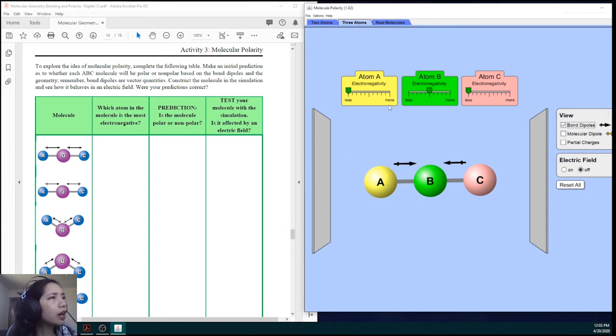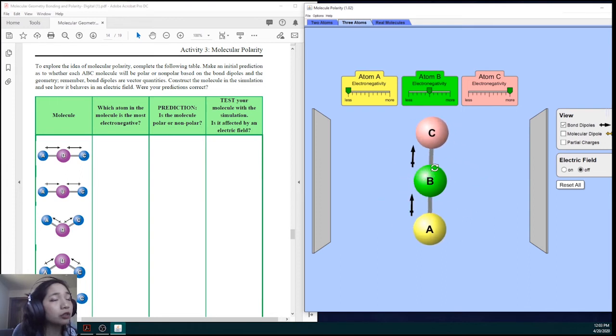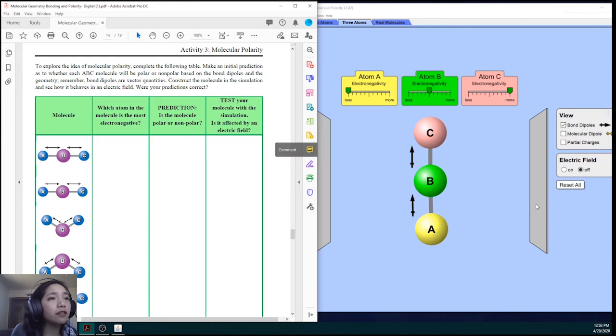All right, so I don't have this drawn right now. So we want to draw the molecule. It looks like this. So now it matches. All right, so I would predict, oh, I messed up. Okay. I would predict this molecule is going to move because these arrows are all pointing in one direction. They're not canceling out. This molecule is polar, so it should be affected by the electric field.